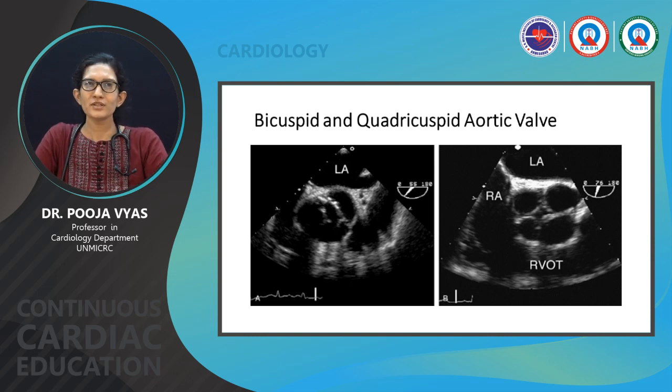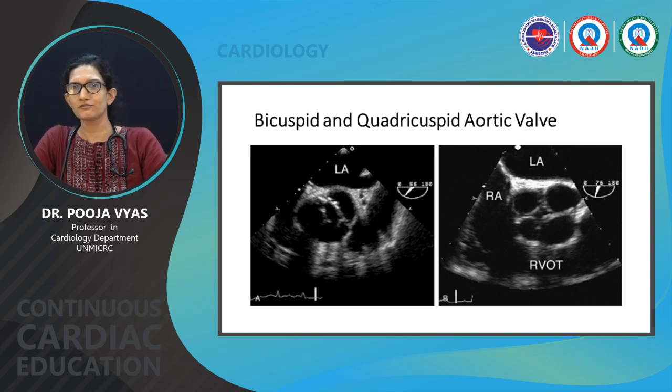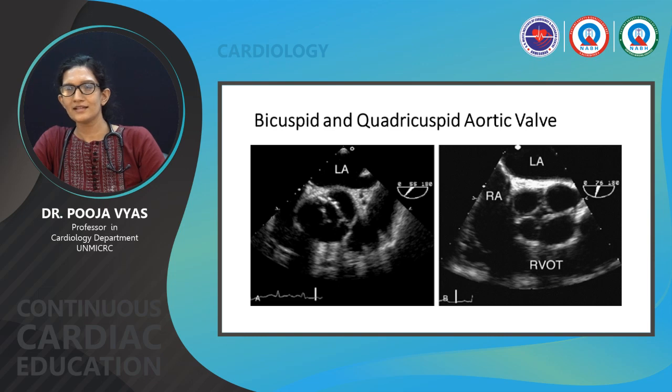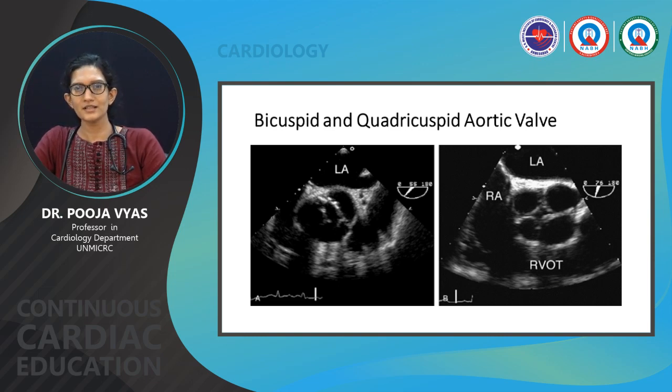The parasternal short axis view is the best view to determine the number of the aortic cusps, and it also gives information regarding the presence or absence of commissural fusion. So in the left image we can see a bicuspid aortic valve, and on the right side we can see 4 cusps, and it is an image of a quadricuspid aortic valve.